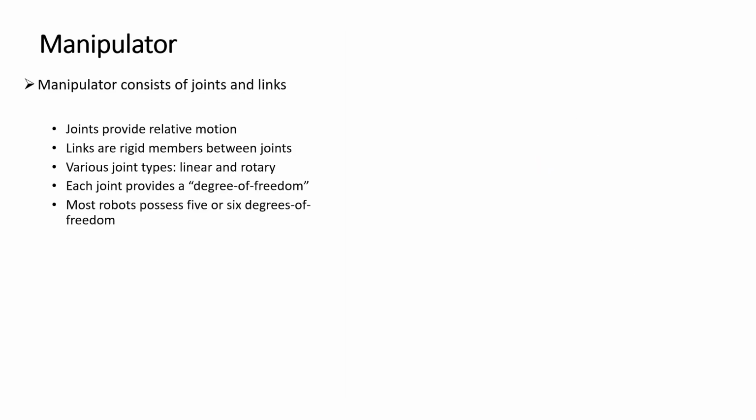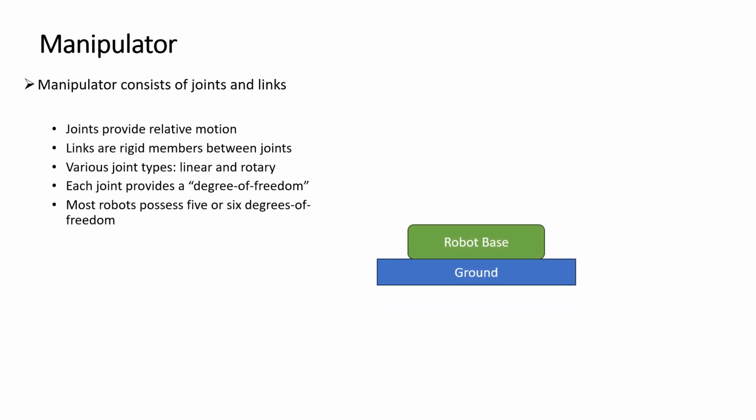So first is the manipulator. The manipulator consists of joints and links. Now links are nothing but rigid members. So the robot will have some rigid structural members, and when we join these links with some movements, they form the joints. Now the joints can be linear or rotary, and each joint will have some degrees of freedom, and most robots will possess 5 or 6 degrees of freedom.